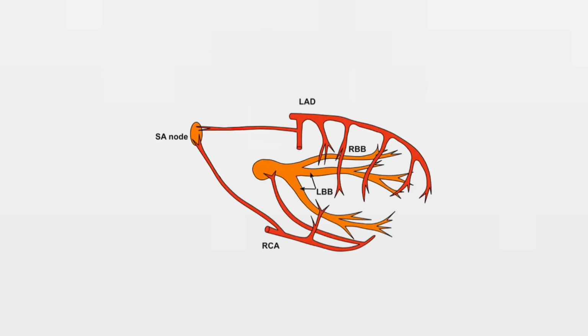Now let's talk about the arterial supply of the conducting system. The whole conducting system of the heart is supplied by the right coronary artery, which is RCA, except a part of the left branch of the AV bundle, which is supplied by the left coronary artery. Mostly in the SA node, 55% is supplied by the right coronary artery and 45% is supplied by the left circumflex artery.